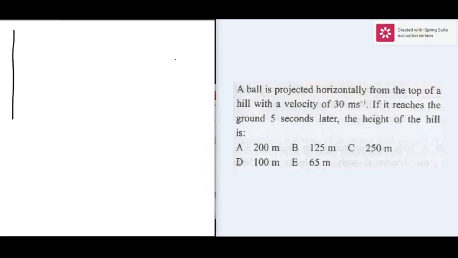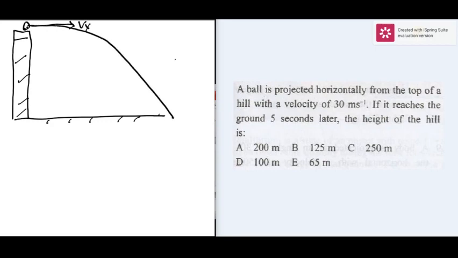Let's consider this the certain height where the ball is at that point here. This is the ground level. When it is projected horizontally with the initial horizontal velocity Vx, sooner or later the ball will drop to the ground, influenced by acceleration due to gravity g.